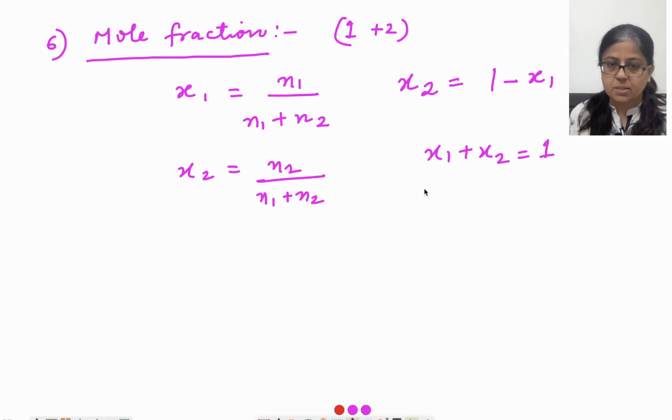In total, all the mole fractions present in the solution add up to unity. It may be x1 plus x2 or x1 plus x2 plus x3. This will always be equal to unity. This is called mole fraction. Okay, so these are the 6 terms which we have discussed today.